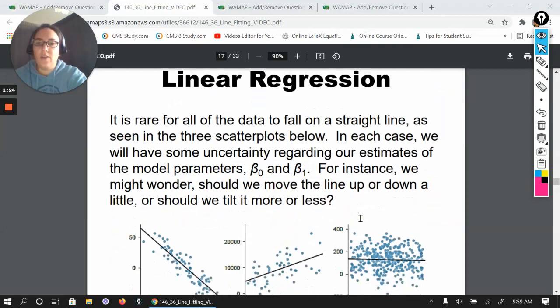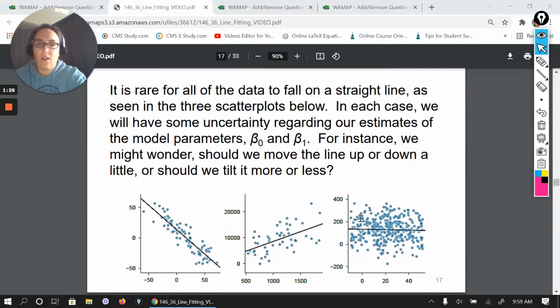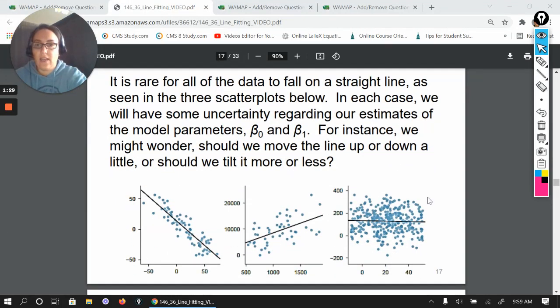It is rare for all of the data to fall on a straight line, as seen in the three scatter plots below. In each case, we have some uncertainty regarding our estimates of the model parameters beta naught and beta 1. For instance, we might wonder, should we move the line up or down a little? Or should we tilt it more or less?